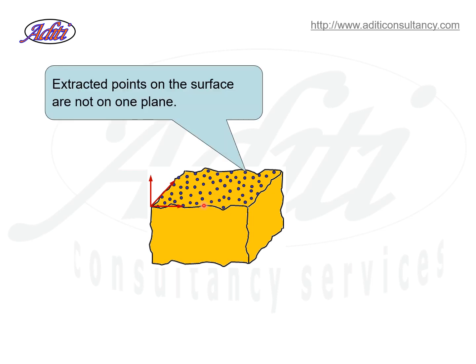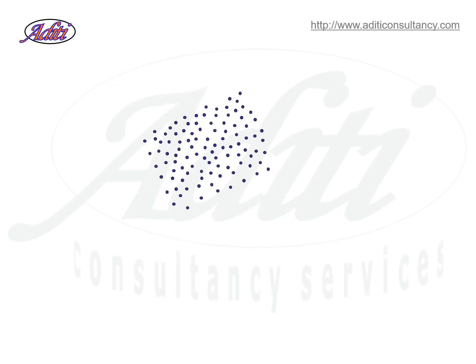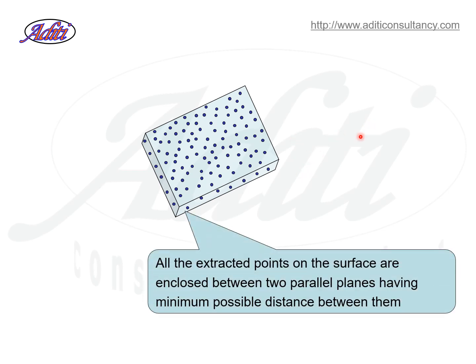If it is not flat, all these points will be dispersed. You can enclose all the dispersed points on the top surface between two parallel planes having minimum possible distance between them and measure the distance between the planes. Now this is the flatness error.